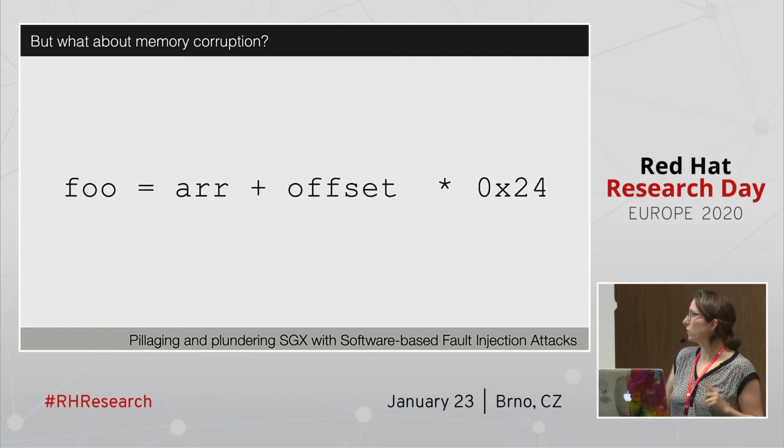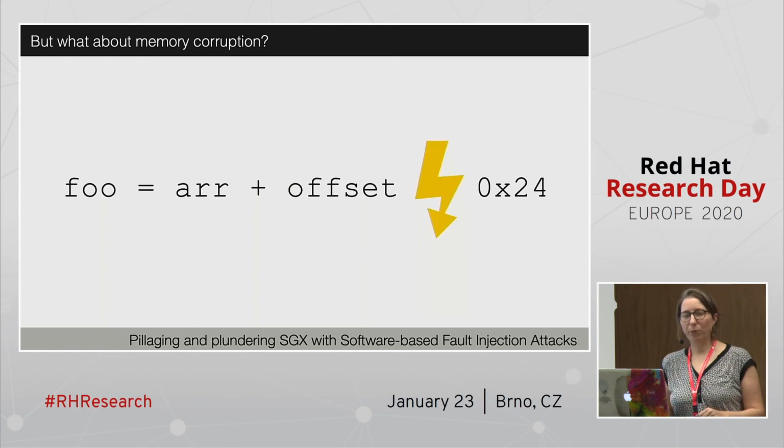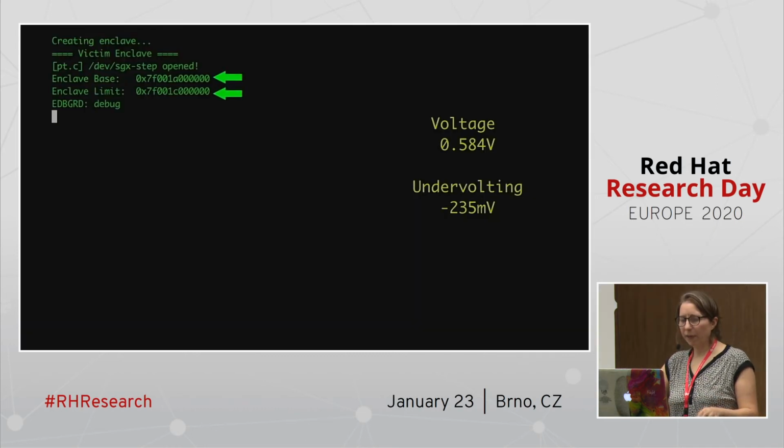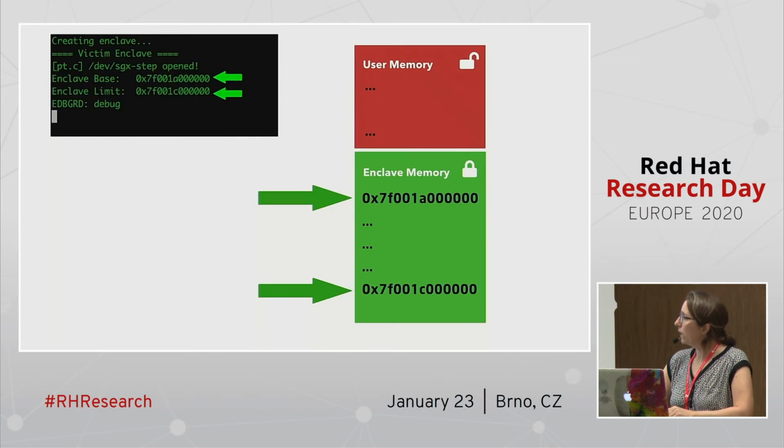Hex 24 will be the size of the structure, but there's a multiplication. And we know that we can fault multiplications. So this is a little hard to understand, but I think it makes sense. I've started the enclave in debug mode, so I can see the size of it. I can see the top and the bottom of the memory. If I can write outside of that, either above or below, I'm writing in user memory.